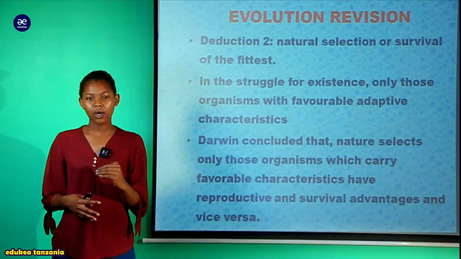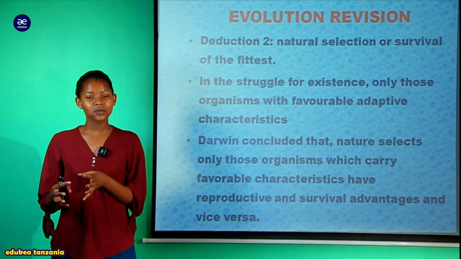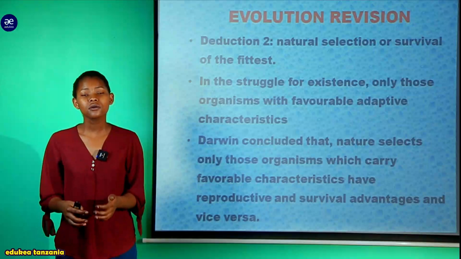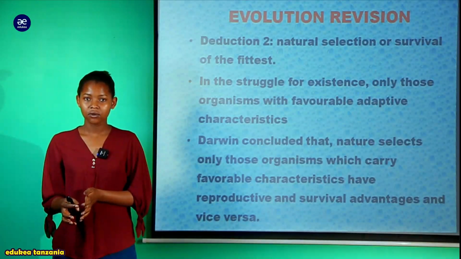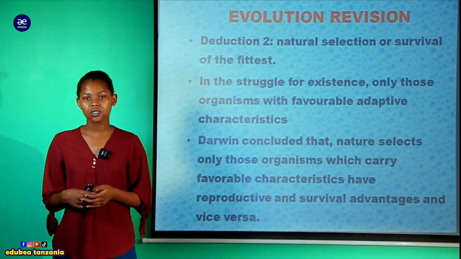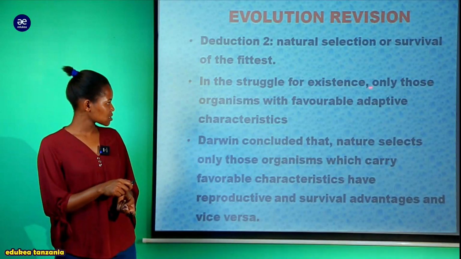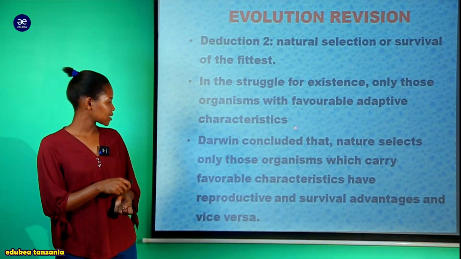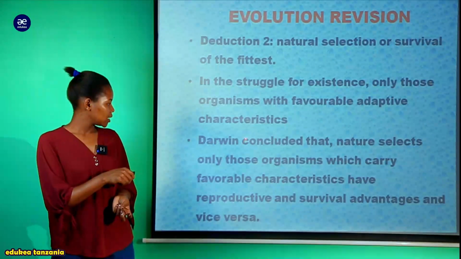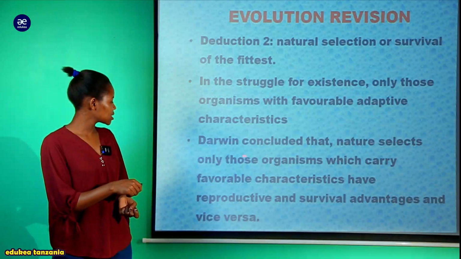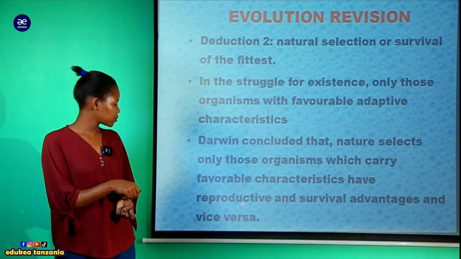But those organisms ambao watakuwa fit enough kuweza kupambania ile resources ambao walikuwa na compete, those organisms will be selected for. Watakuwa selected for. Na wataweza kusurvive the harsh condition of the environment. As you can see here, in the struggle for existence, only those organisms with favorable adaptive characteristics, they were capable of surviving. As you can see, Darwin concluded that nature selects only those organisms which carry favorable characteristics, have reproductive and survival advantages, and vice versa.